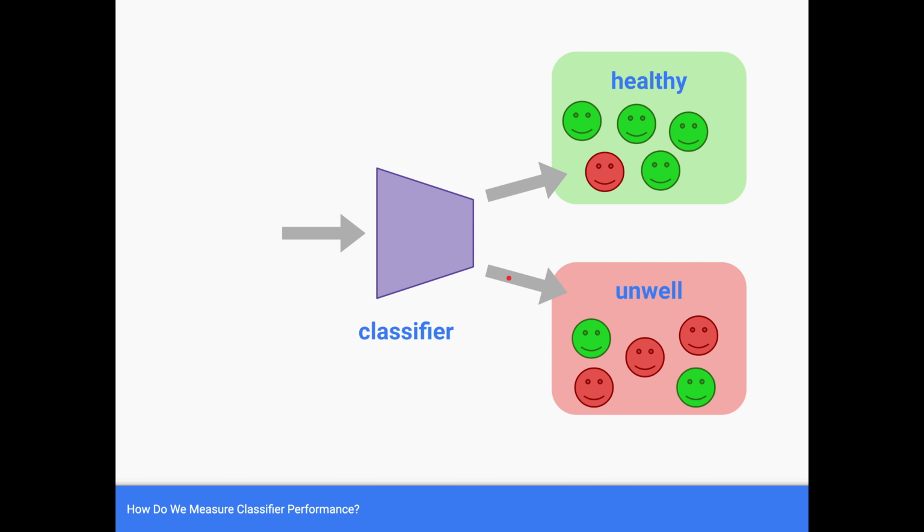And here's something it can do. It can put 4 of those people into the healthy box, and like most real world classifiers, they're not perfect, so they do make mistakes. We can see here this one has got an unwell person in the healthy box, so that's an error. Similarly, in the unwell class, it has put some healthy people there.